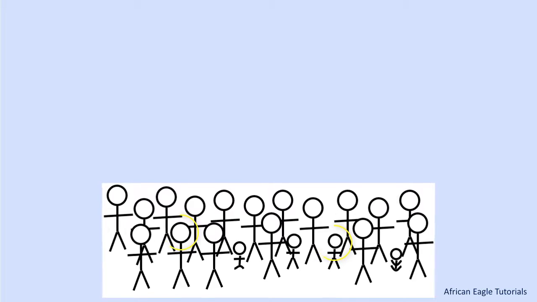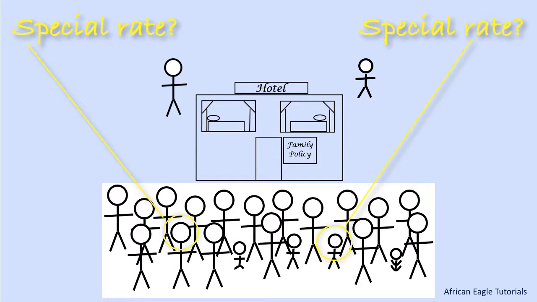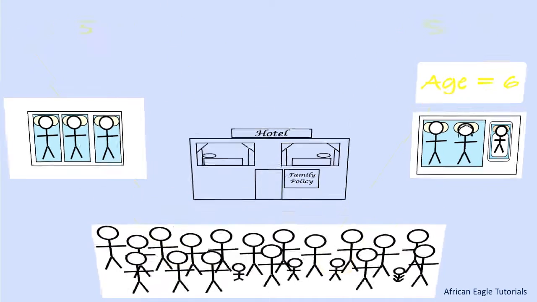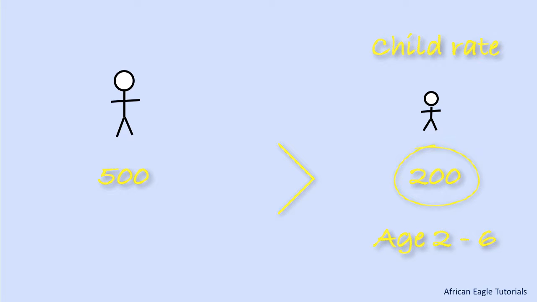Simply put, to determine if a special rate applies for a given passenger, the particulars of that passenger must be matched to the details of the provider's family policy, considering child ages and room allocation. When providers charge less for children than for adults, this lower rate is called their child rate. It is expressed as a specific rate valid for a specific age bracket.